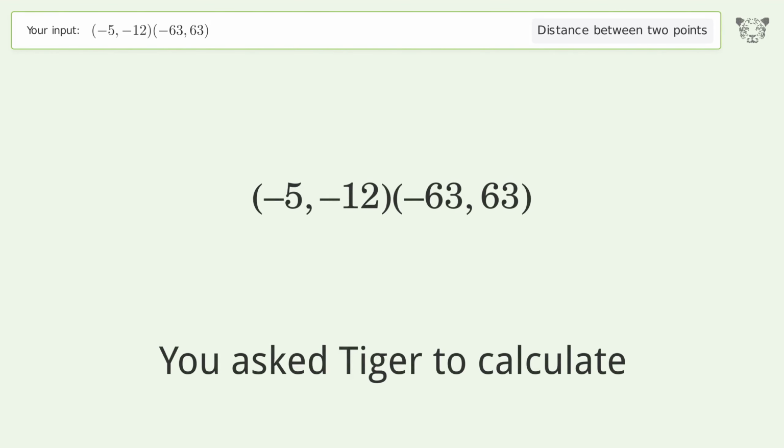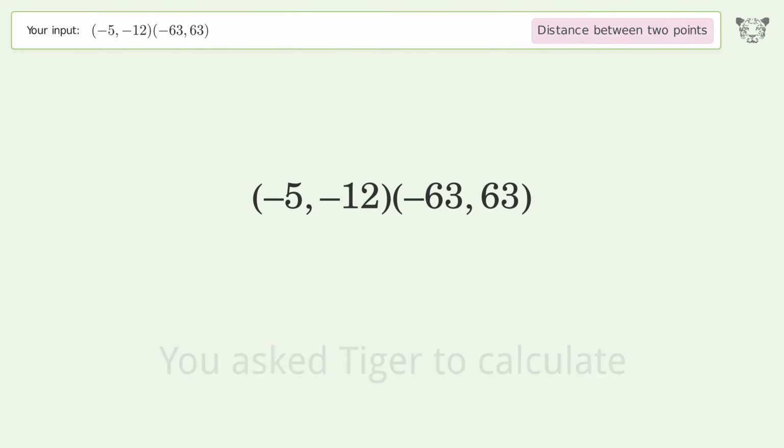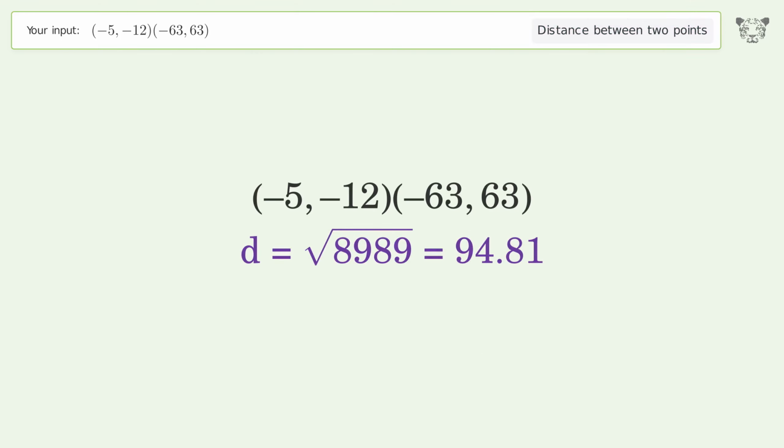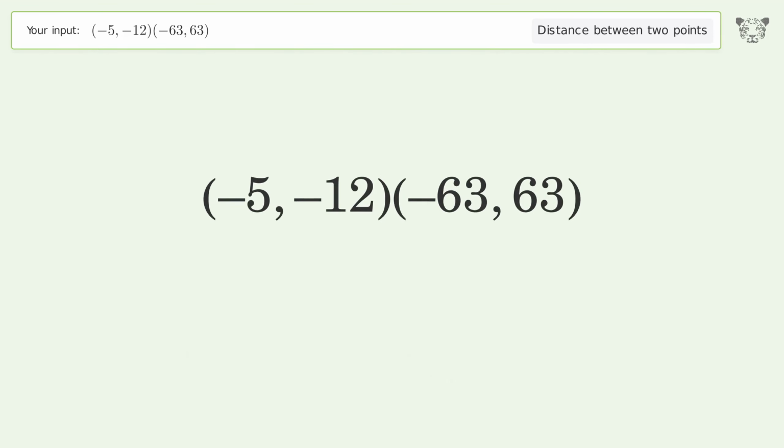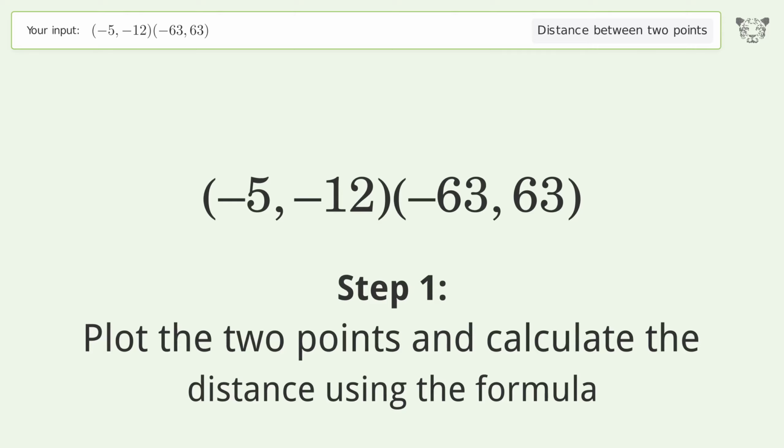You ask Tiger to calculate. This deals with the distance between 2 points. The distance between the 2 points is the square root of 8,989, or 94.81. Let's solve it step by step. Plot the 2 points and calculate the distance using the formula.